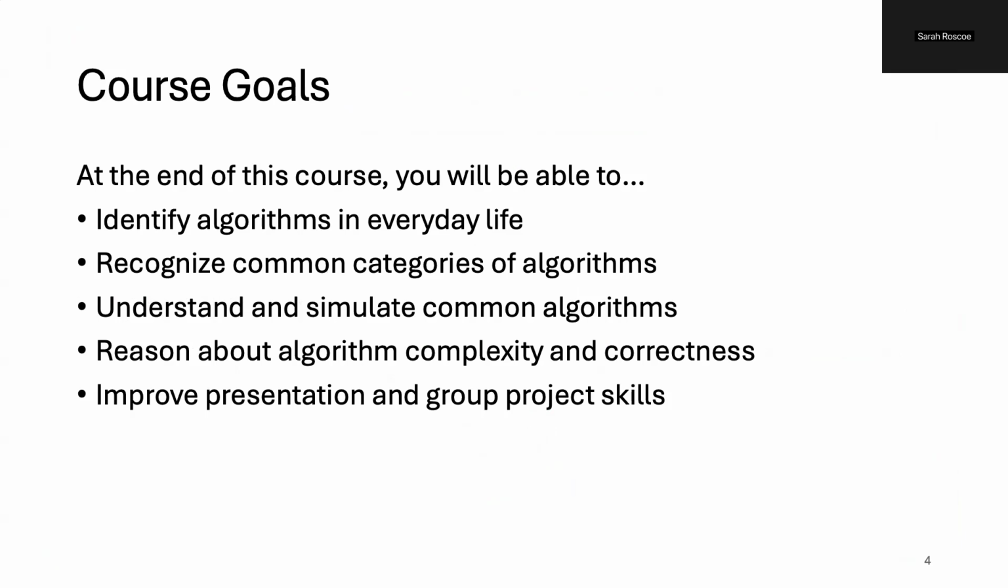At the end of the course, you're going to be able to identify algorithms in everyday life. You're going to be able to recognize common categories of algorithms. So if you see something in the wild, you can say, oh, that's a greedy algorithm, or one of the ways you solve this is with dynamic programming. You'll be able to understand and simulate or reason about the common algorithms. We'll go over a lot of them. You'll be able to reason about algorithmic complexity and correctness. Those are the two things: is this good at what it does, and is it correct? Does it do what I expect it to do?